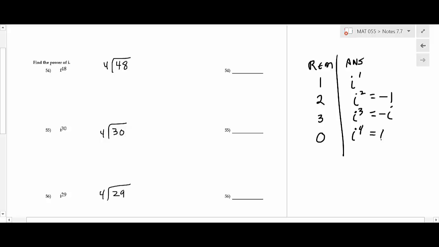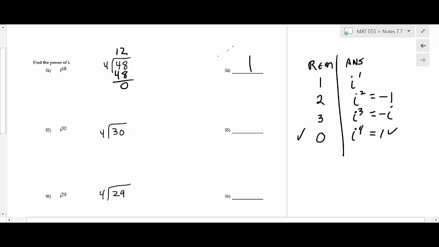Without going through a lot of the theory behind this, I just want to get you comfortable with how to do this. So if I do 48 divided by 4, that'll go in 12 times. It has a remainder of 0. Okay, so since the remainder is 0, the answer is 1. That's it. Okay, like that.